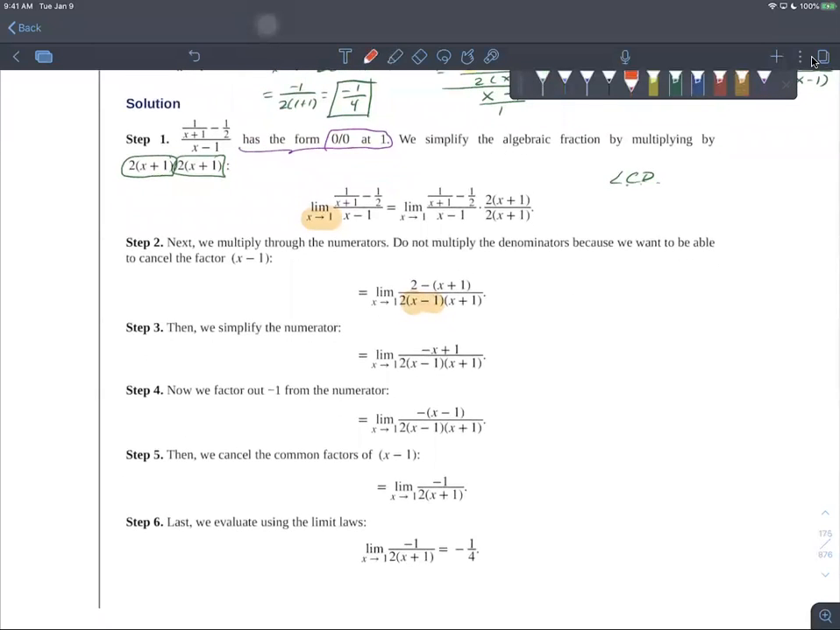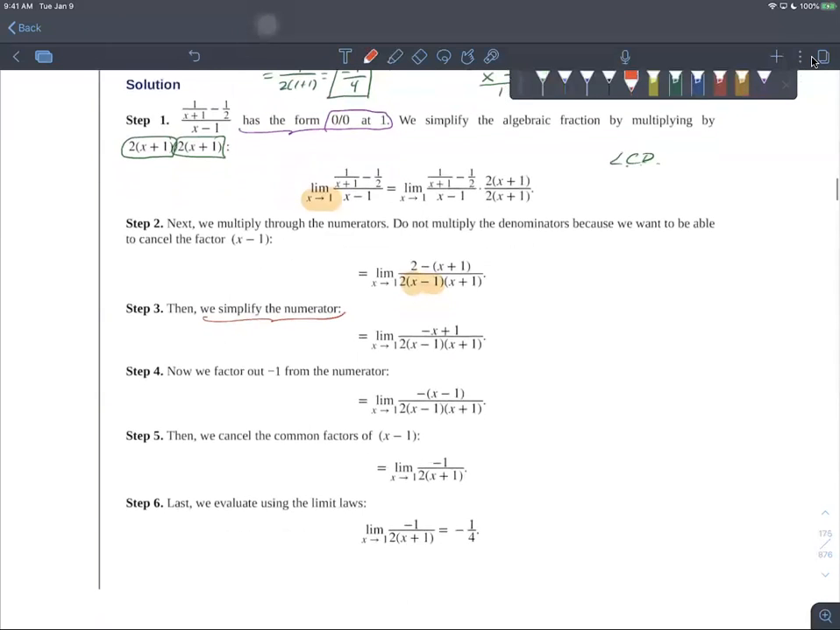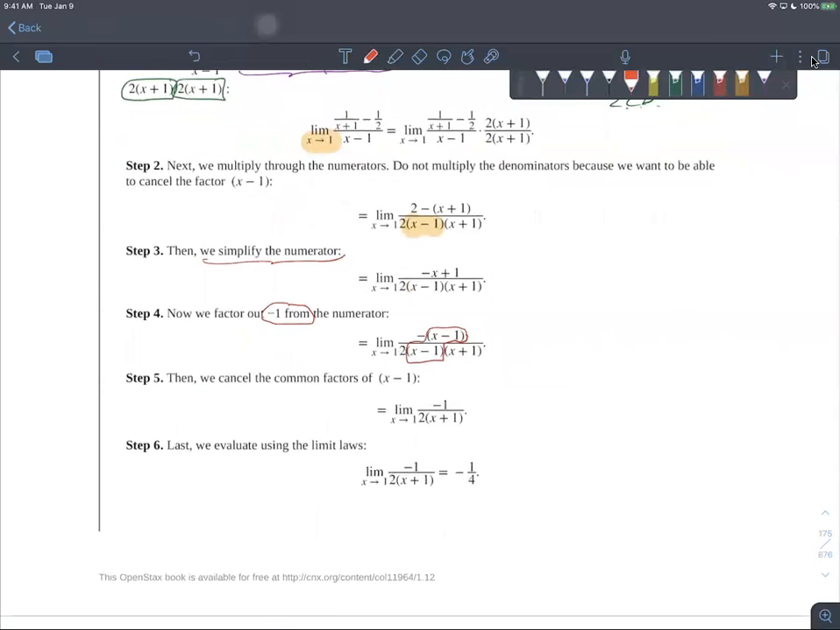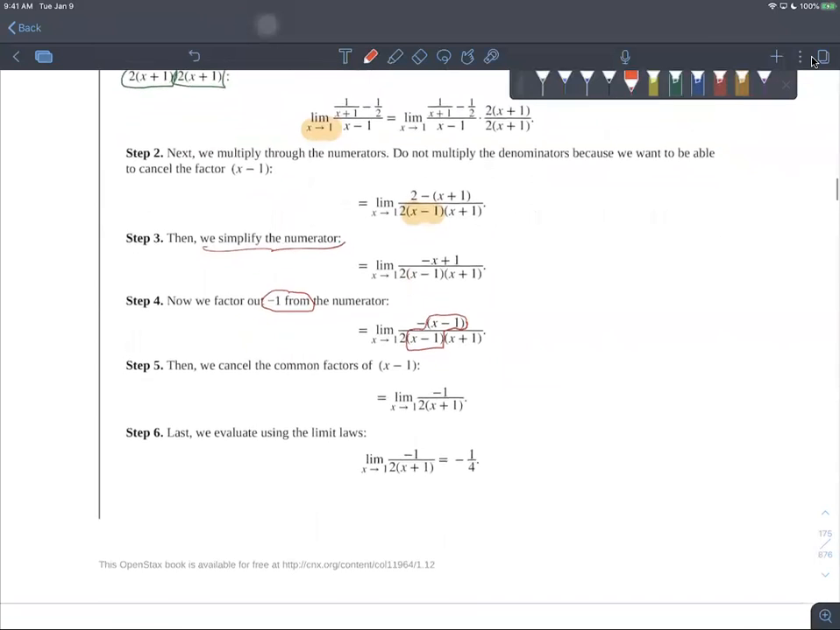So then we simplify the numerator. We had the x minus negative x plus 1 ourselves as well. And then you factor out a -1 from the numerator, and notice what you get now: an x minus 1 in the numerator and an x minus 1 in the denominator. Then we cancel those common factors. The limits are equal, and so our answer is -1/4.